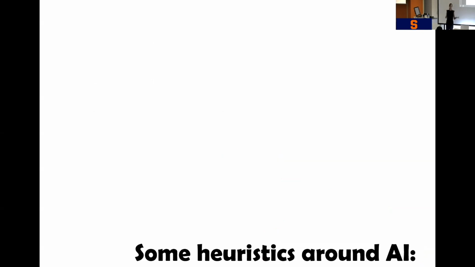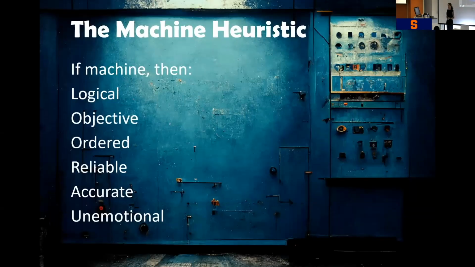So let's talk about some of the specific heuristics that we know exist around how people engage AI. There are a lot. We're only going to talk about a couple today. So perhaps the most frequently studied one and the most well understood is called simply the machine heuristic. And actually it got brought up in Dr. Chiteva's talk, where the list that was human and the list that was machine or AI, right? So if machine, then logical, objective, ordered, reliable, accurate, and unemotional. We have been trained very well through our experiences, through the media, through advertising, to accept this premise.